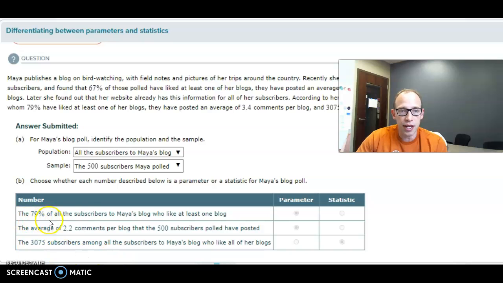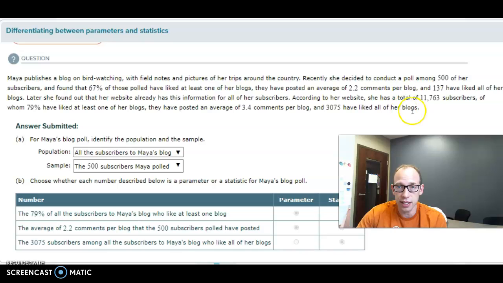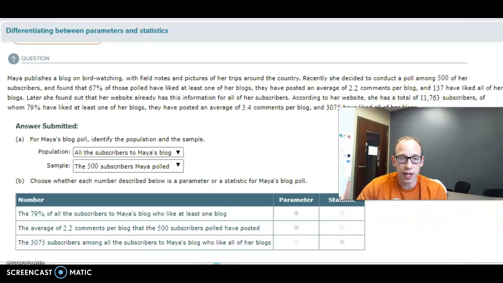So here we have 79% of all the subscribers. We're talking about the population. We're talking about these 11,000. And so that would be a parameter, population parameter. And also another little thing, it's not really showing up here. Parameters are typically represented by a Greek letter, whereas statistics have more the ABCs that we're used to.